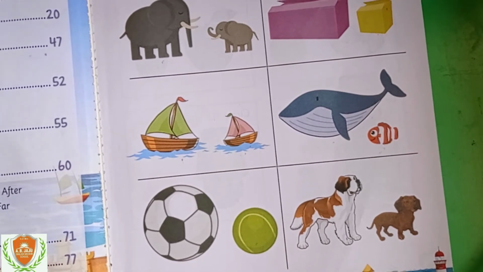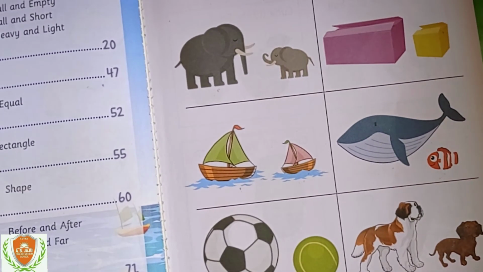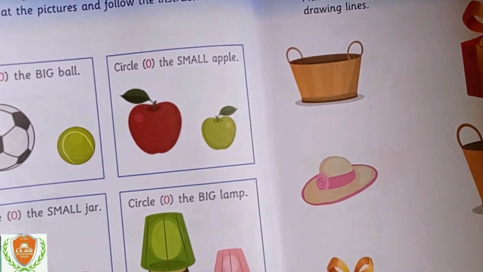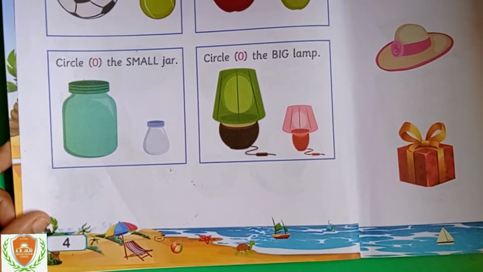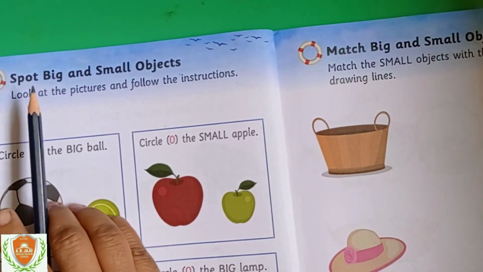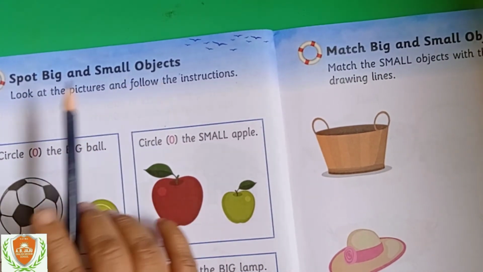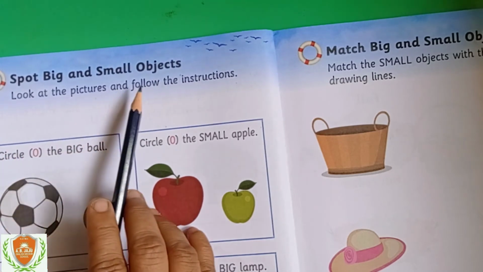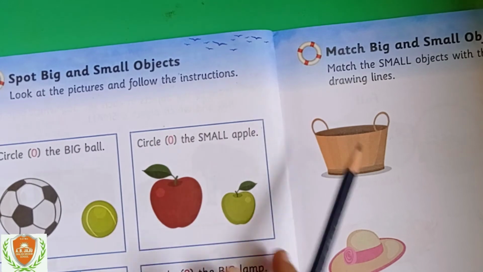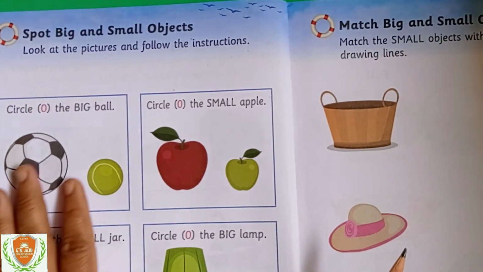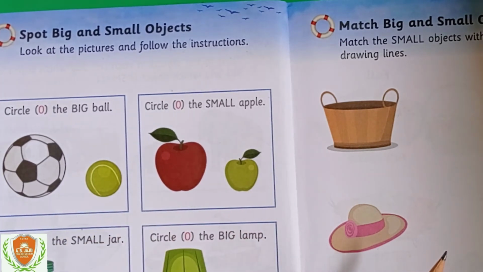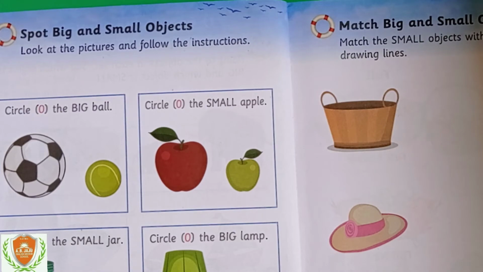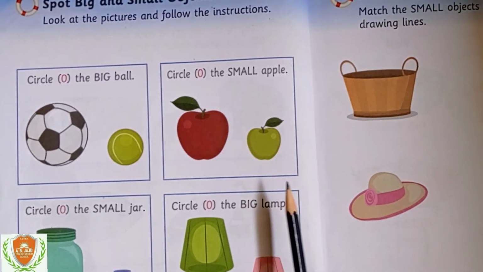Okay, student, now you understood big and small. Again I will show you some objects. Okay, so turn to page number 4. Spot big and small objects. Look at the pictures and follow the instructions. So what we have to do? We have to see this picture. Okay, first we have to see the pictures, which is big and which is small.